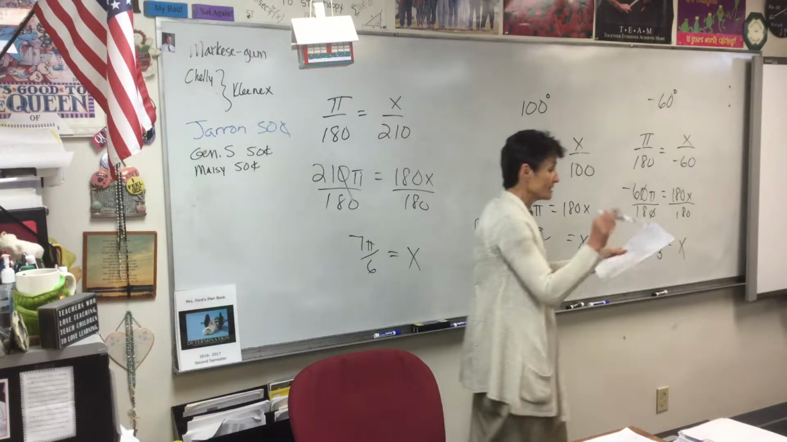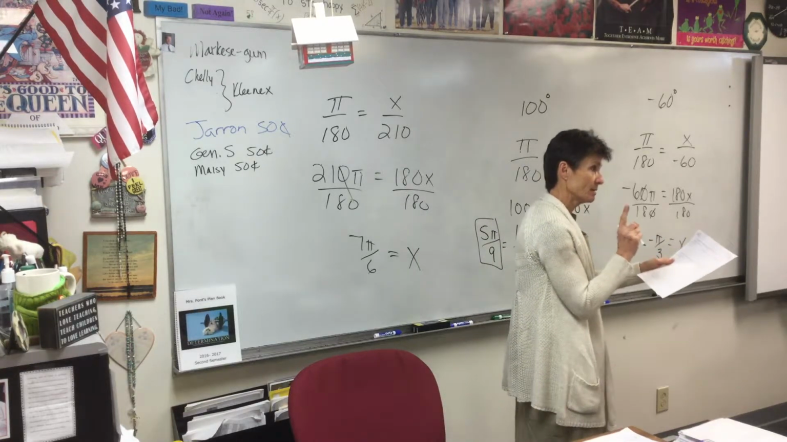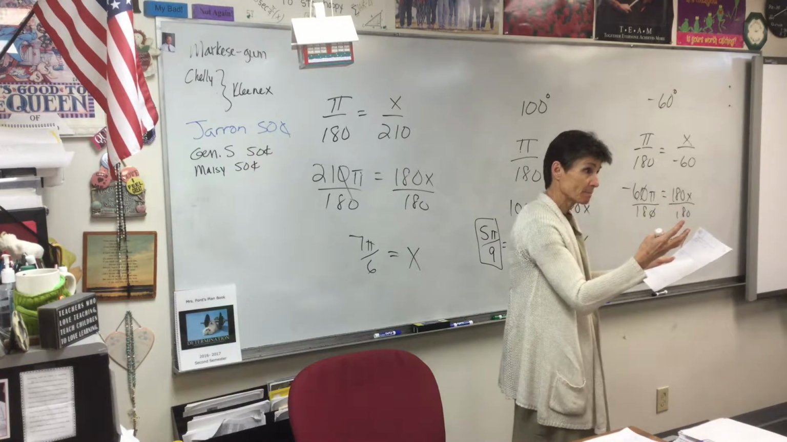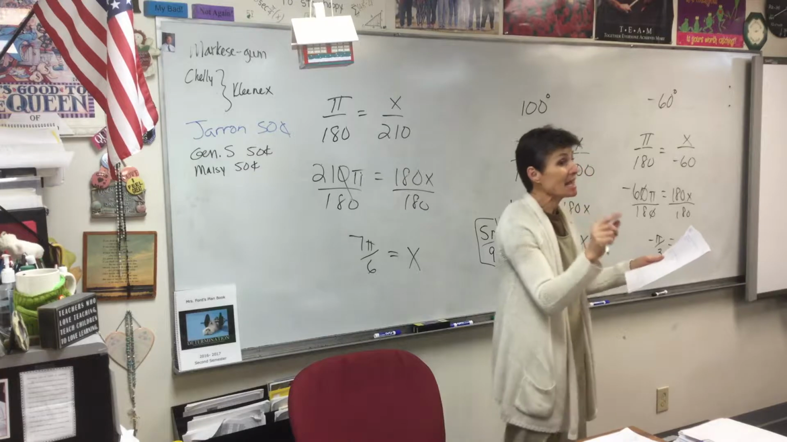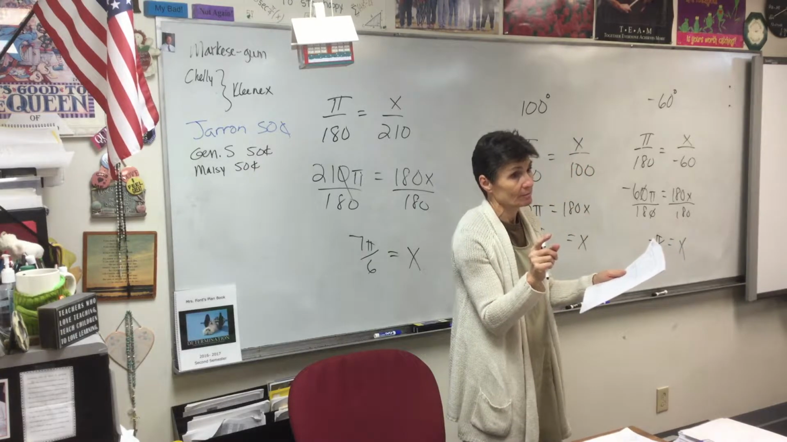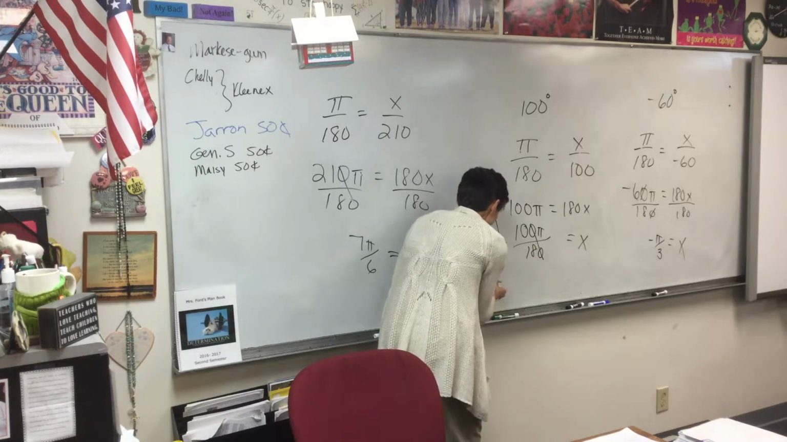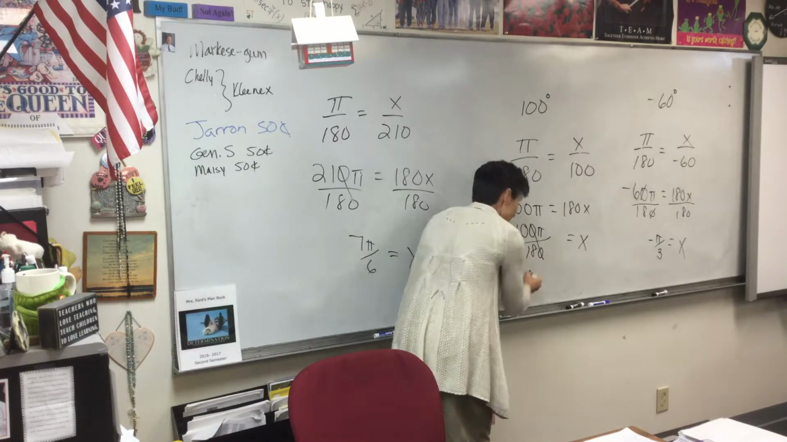Now, look at the next type. It's a little bit different. Now we're going the other direction. This can be even easier. Remember what I had written down here, but I erased it? I said pi radians is 180 degrees.